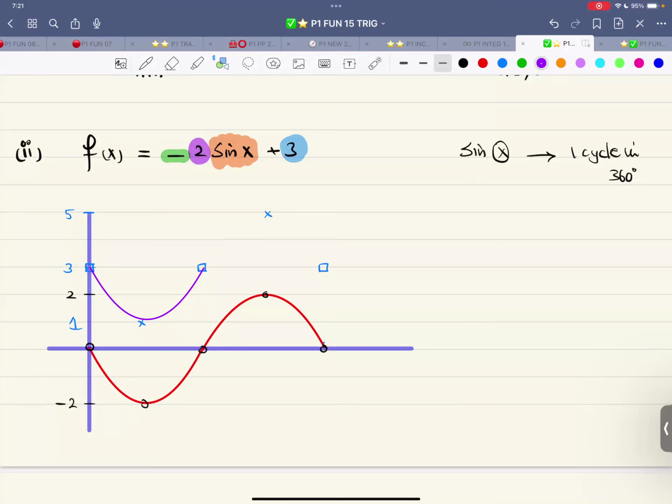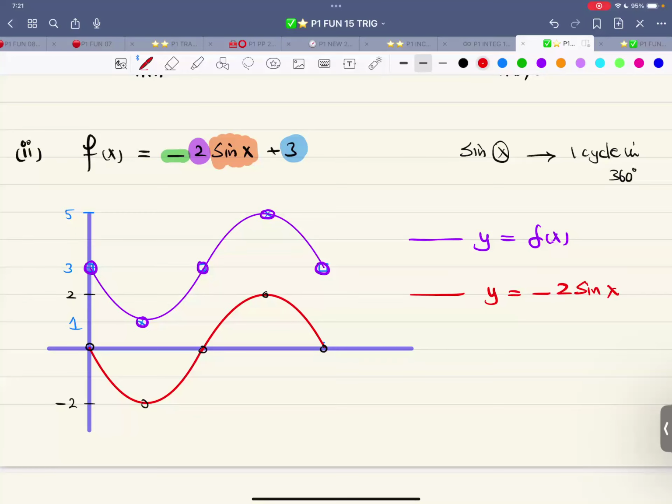Something like this. Okay. A little bit more. Okay, so I think that is a perfect graph that I've drawn. 1, 2, 3, 4, and 5. So the purple one is y equals f(x), and the reddish one is y equals -2 sine x.